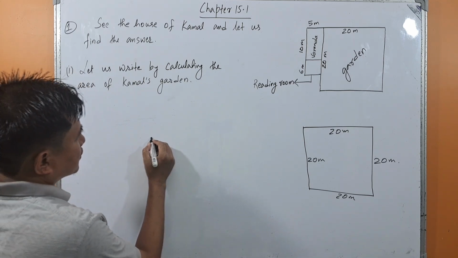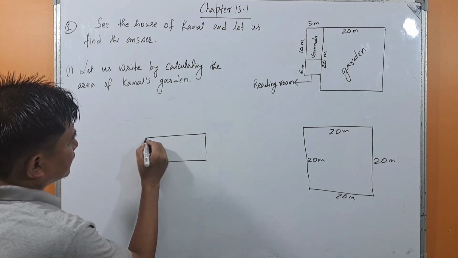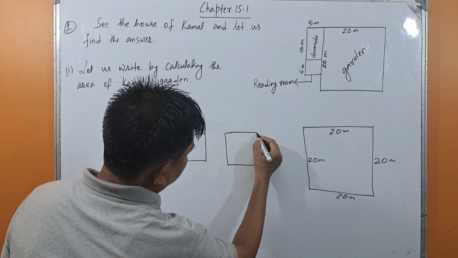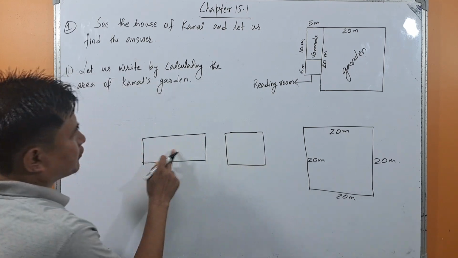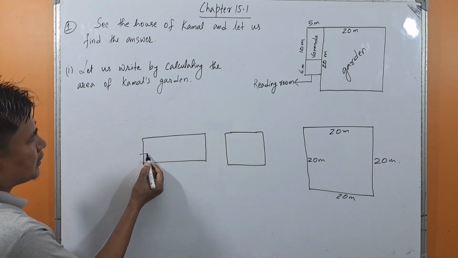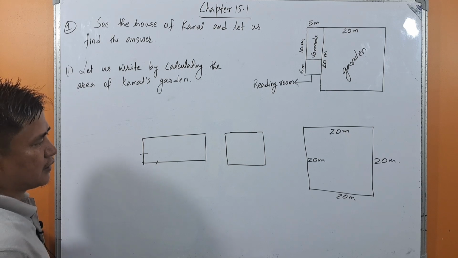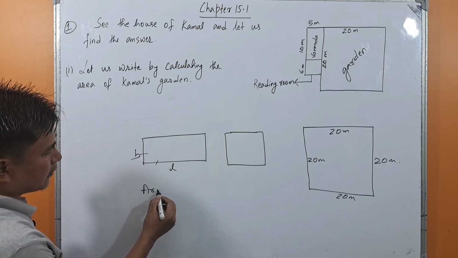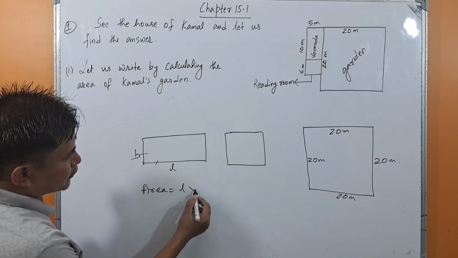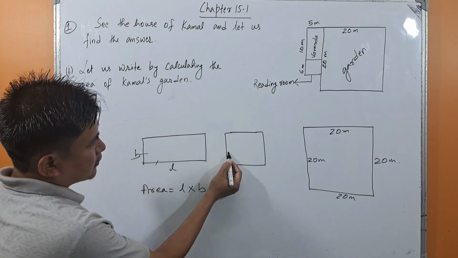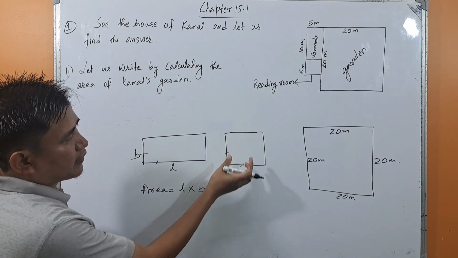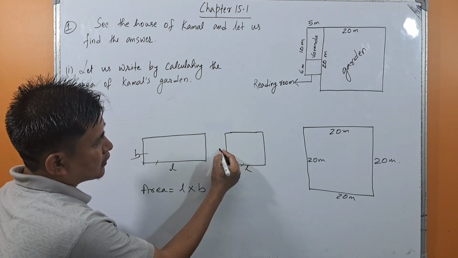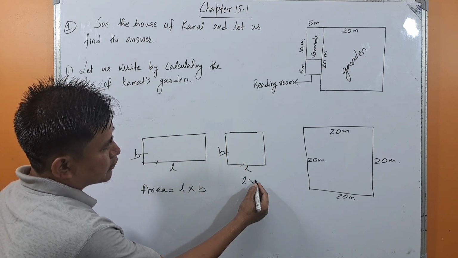Okay, suppose if we have a rectangle here or a square, we can find area of these figures by simply multiplying its adjacent sides. If this is length and this is breadth, area will be length into breadth. Here also we can find the area of this figure by multiplying the adjacent sides. If this is length and this is breadth, we multiply length into breadth.